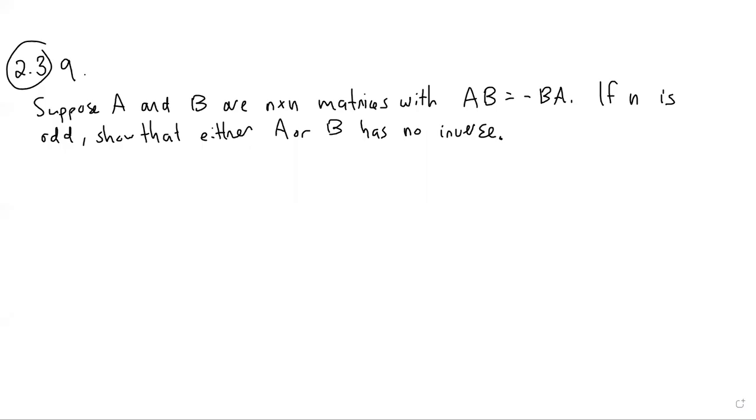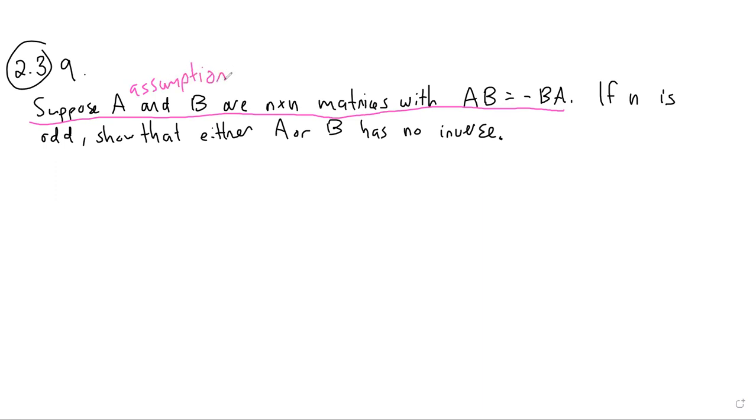So we've got another proof question here. We have our assumption: suppose A and B are n by n matrices with AB equal to negative BA. So not quite commutative, but something close to it. And what we're trying to show is that if n is odd, show that either A or B has no inverse.